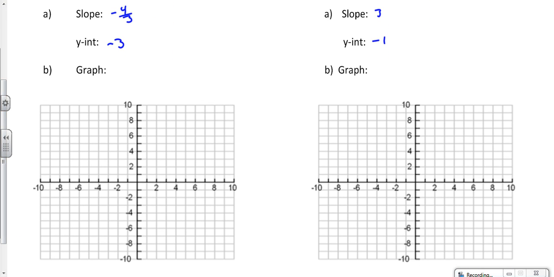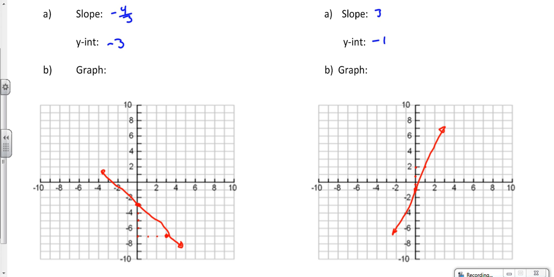If we graph it, y-intercept is -3. Slope is -4/3, so down 4 to the right 3, and that's our line. Again, we only need 2 points to graph, and we're good. Next one, we have a y-intercept of -1, a slope of 3, so up 3 to the right 1. And there you go, graphed.